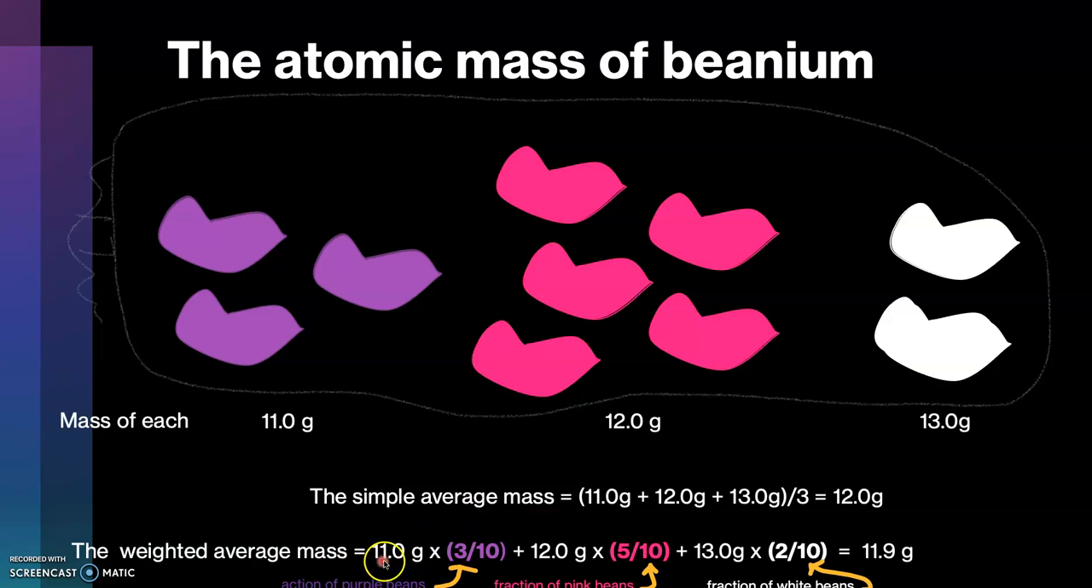How do you calculate it? Remember, we talked earlier that you have to take the mass of each object multiplied by the fraction. So for the purple, the fraction is 3/10, right? Because you have 3 purple over a total of 10 beans. For the pink one, it's 5/10. And for the white one, it's 2/10. You multiply each fraction by the mass of each type of bean, each color, and you add them together. That gives you the weighted average mass.